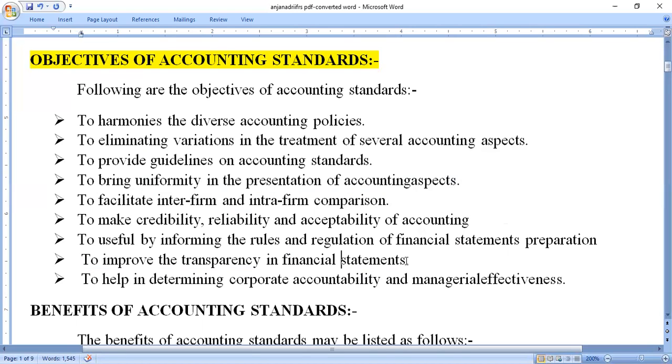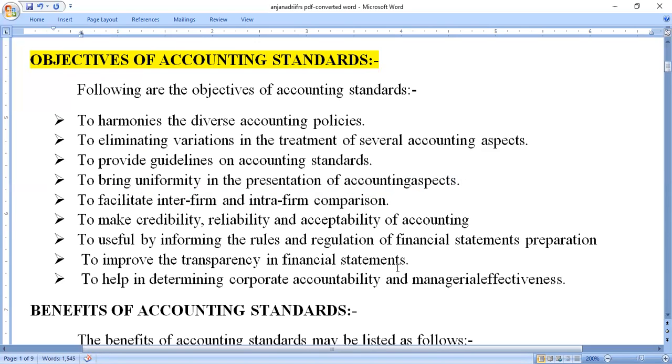Transparency is nothing but that it is very easy to compare. It has accurate information, correct information, exact information. It must be communicated to the shareholders or the external persons. They are easily convinced that it is correct information, and they also accept this information. Therefore, the accounting standard also gives the nature of transparency. It is also the objective of the accounting standard to improve the transparency, accuracy, and correctness of the financial statements.